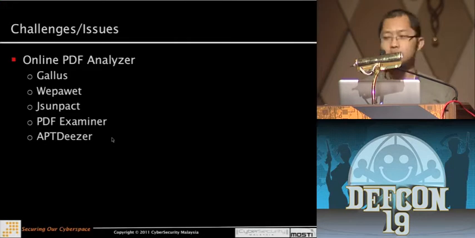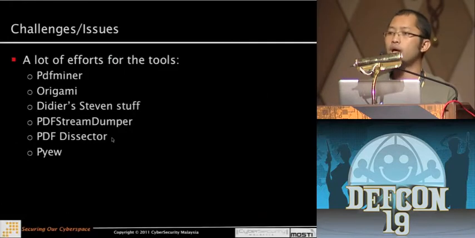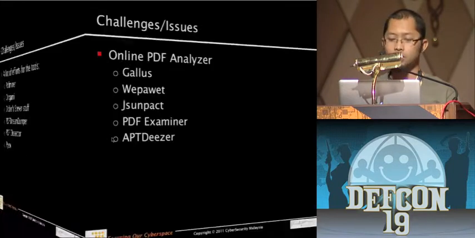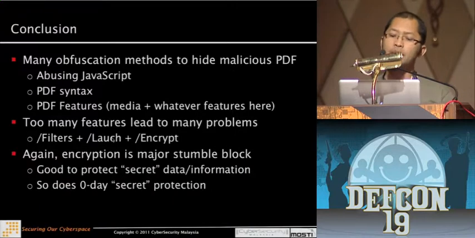The one that we built is called Gallus. Then I think there are Wepawet, JS Unpack, and PDF Examiner. And the last one is also built by our friend, our previous presenter, about a PDF analyzer called APT User. So still, all these applications that have been built are not 100% comparable with how the PDF reader application works. So it's very tricky.